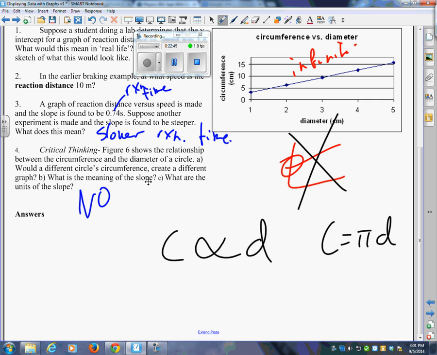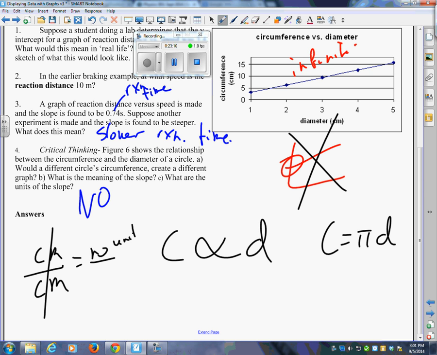Nate, pay real close attention here. What are the units of the slope? How do you find the units of the slope? You take the units for the y and you divide by the units for the x. Mitch, what are the units for the y? Centimeters. What are the units for the x? Uh-oh. When you take centimeters and divide by centimeters, they cancel and you got nothing. No units.